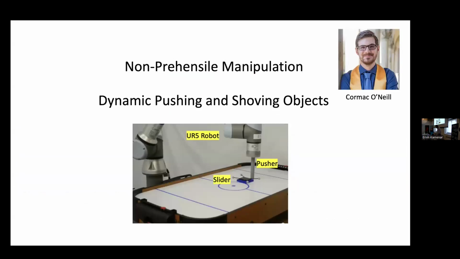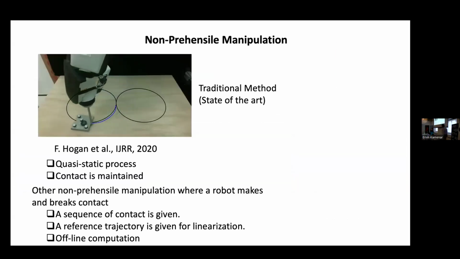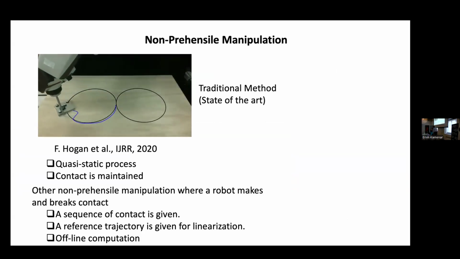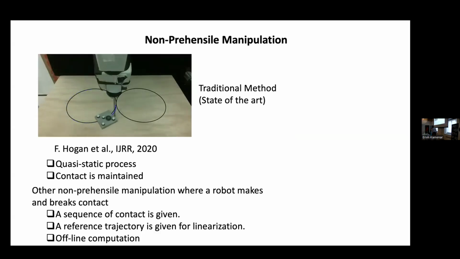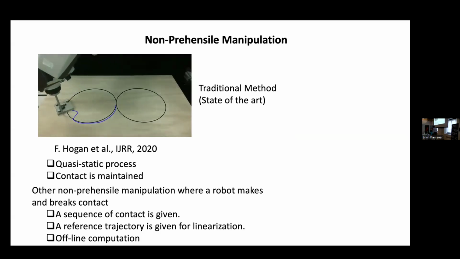Now this applies to non-prehensile manipulation, pushing and shoving. This is the state of the art. About 5 years ago, my colleague Alberto Rodriguez's group did it, and it was very high impact work at that time. The robot tracked this object using MPC, and it's contacting here. But a big assumption is that the process must be quasi-static, and the contact must be maintained. Once it departs, they can't deal with the situation.